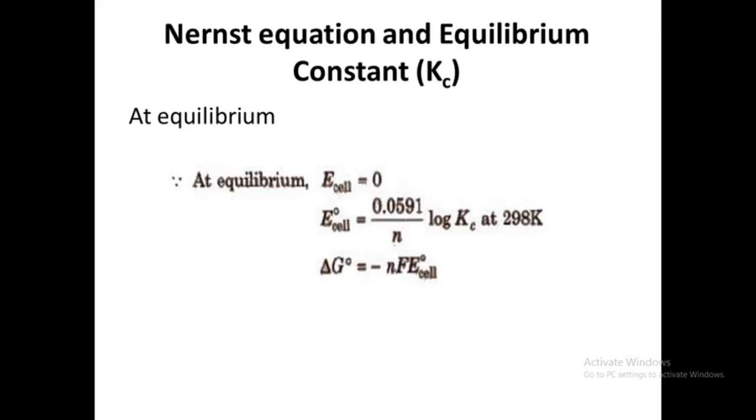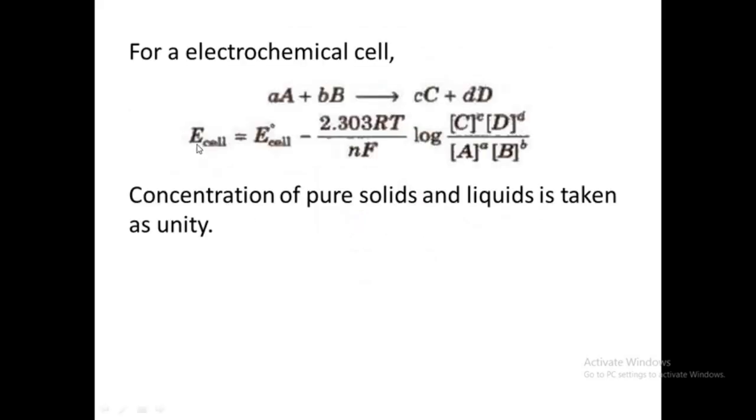After that, let us find the relationship between the Nernst equation and the equilibrium constant. In this equation, at equilibrium, always remember that the value of E cell is 0. That means the cell will stop and the EMF of the cell will become 0.